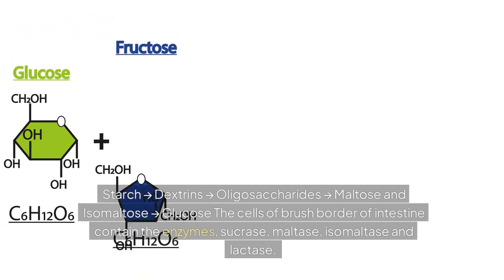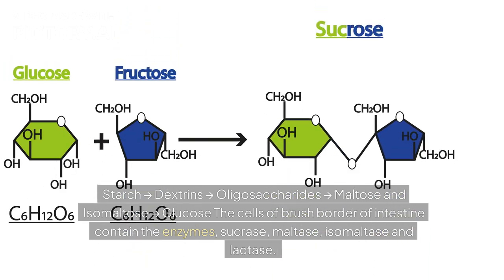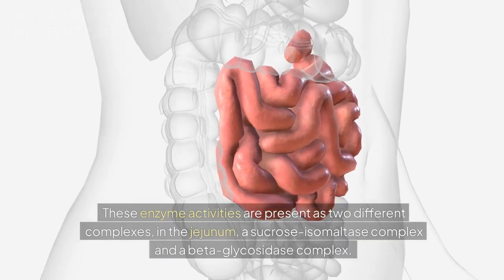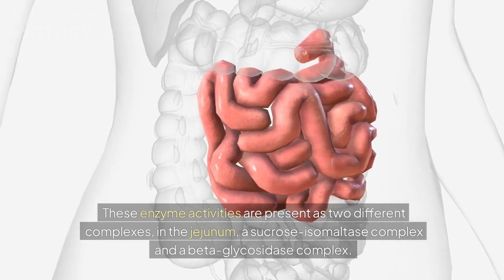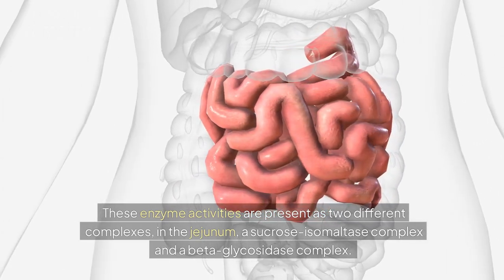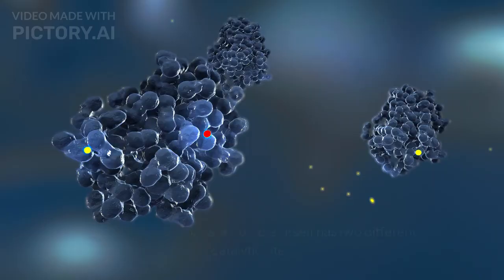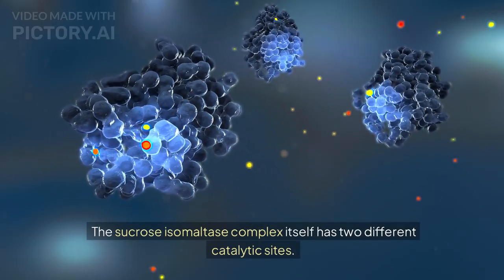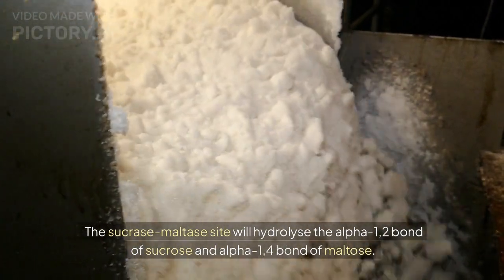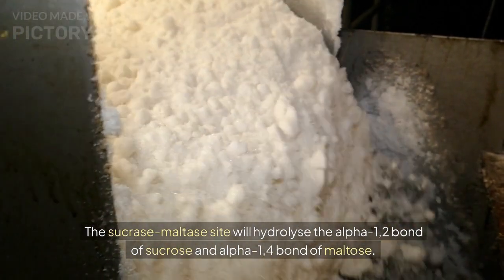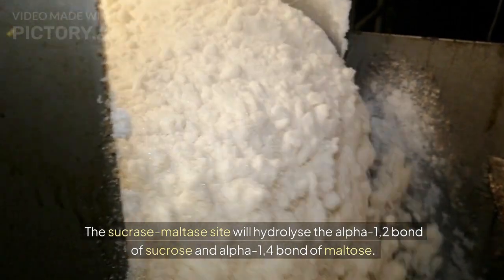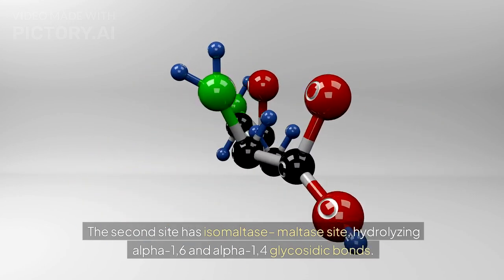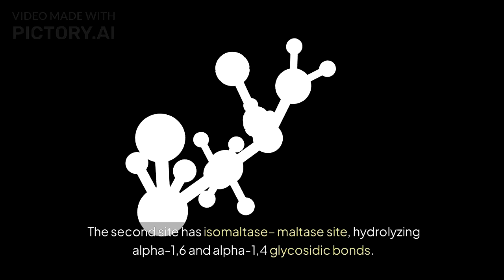The cells of the brush border of the intestine contain the enzymes sucrase, maltase, isomaltase and lactase. These enzyme activities are present as two different complexes in the jejunum, a sucrase-isomaltase complex and a beta-glycosidase complex. The sucrase-isomaltase complex itself has two different catalytic sites. The sucrase-maltase site will hydrolyze the alpha-1,2 bond of sucrose and the alpha-1,4 bond of maltose. The second site is the isomaltase-maltase site, hydrolyzing alpha-1,6 and alpha-1,4 glycosidic bonds.